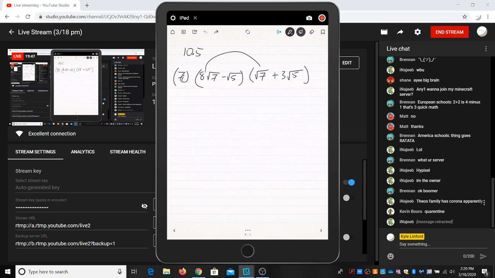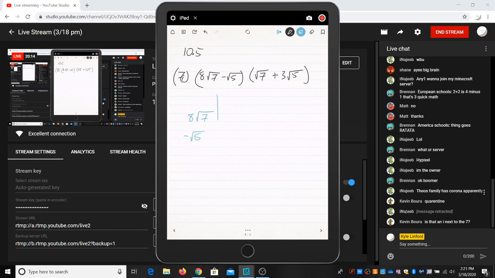And if you remember, I am not the biggest fan of distribution or that dreaded term FOIL. Instead, I really like the box method. And you'd probably notice on the homework key that I use the box method quite frequently with this. So rather than distribute each thing individually, let's set up the box technique. I'm going to take 8 root 7 and negative root 5, and multiply that through by root 7 and 3 root 5.